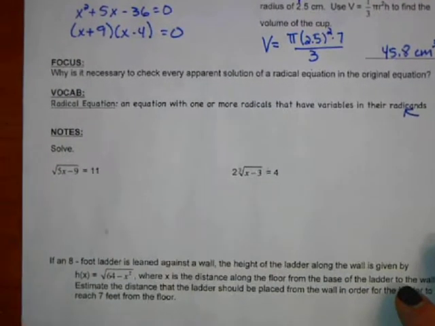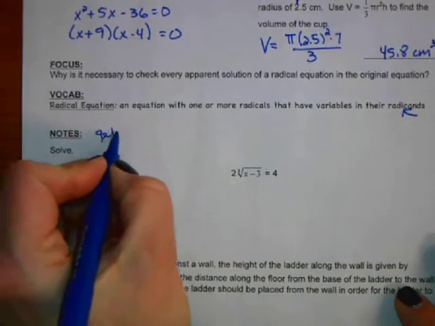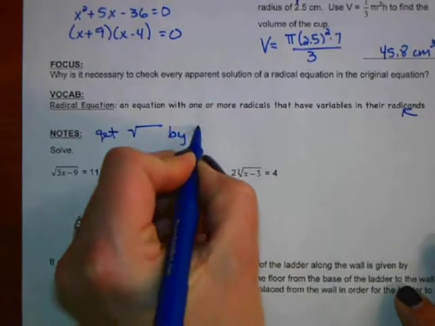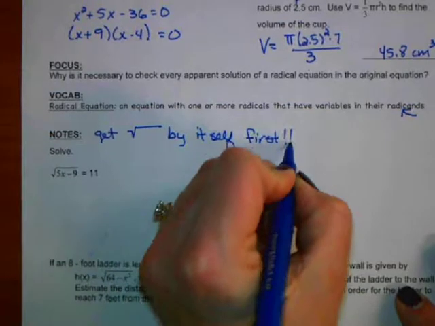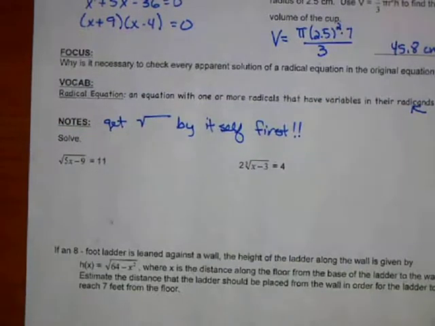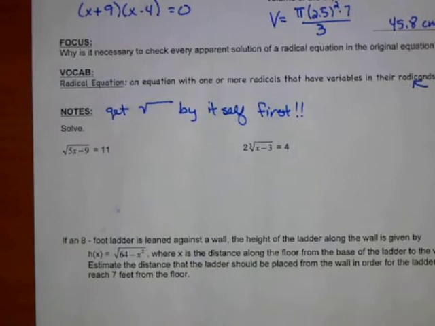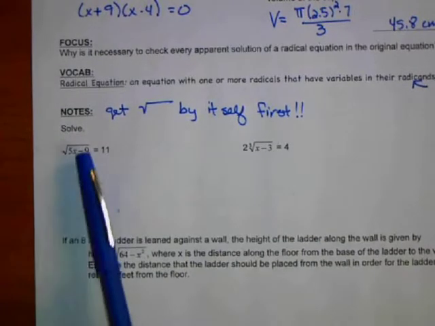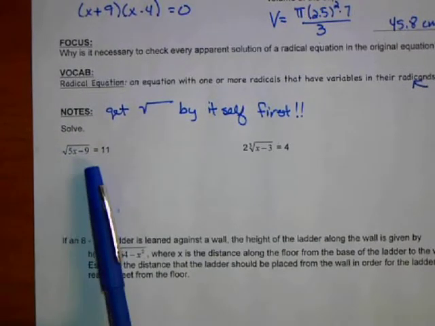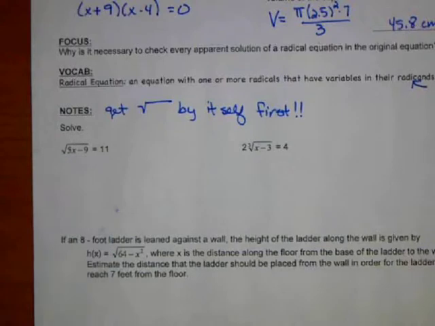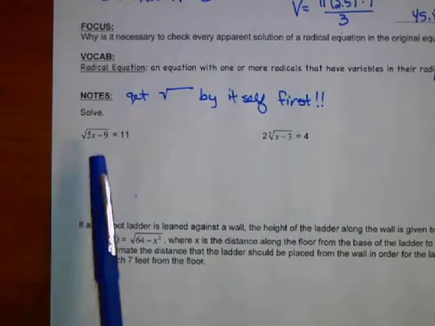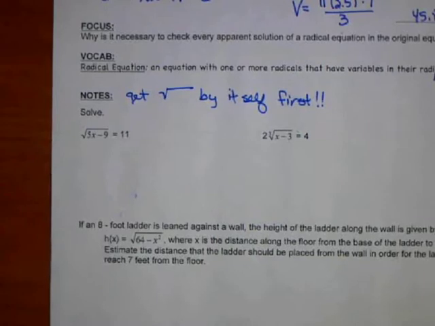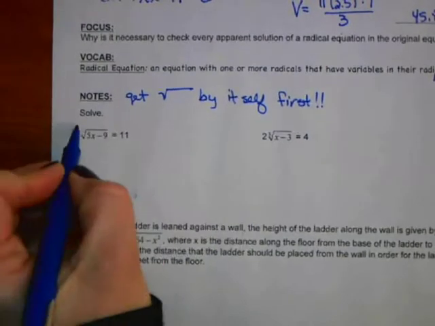All right, so part of solving is your goal is to get this by itself first. That helps if you think of it that way, okay? Here, there's nothing I can do. It's already by itself. So I'm not going to divide by 3 or add 6 or anything like that. This is already by itself over here, and it's equal to 11. So I need to get rid of that root. It's the square root. So what do I do to undo square root? Square both sides.